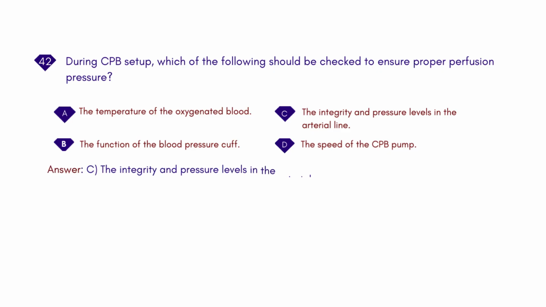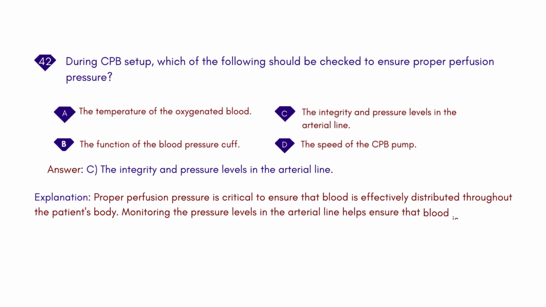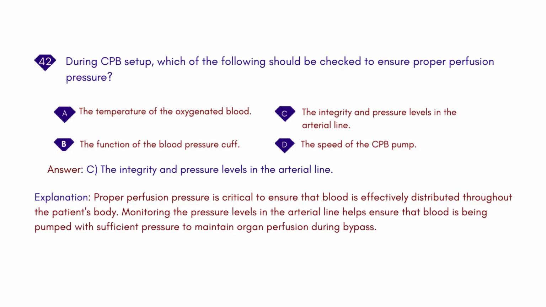Answer: C. The integrity and pressure levels in the arterial line. Explanation: proper perfusion pressure is critical to ensure that blood is effectively distributed throughout the patient's body. Monitoring the pressure levels in the arterial line helps ensure that blood is being pumped with sufficient pressure to maintain organ perfusion during bypass. Why is it essential to check the oxygenator's functionality before initiating CPB?